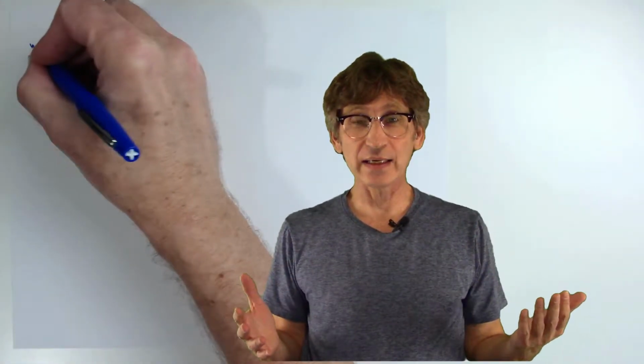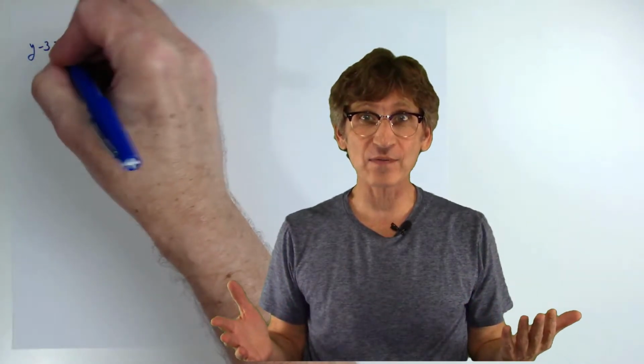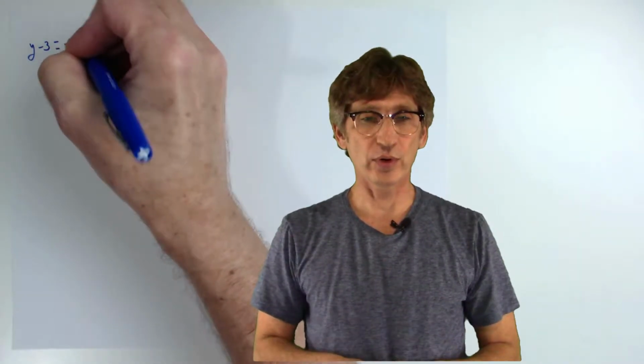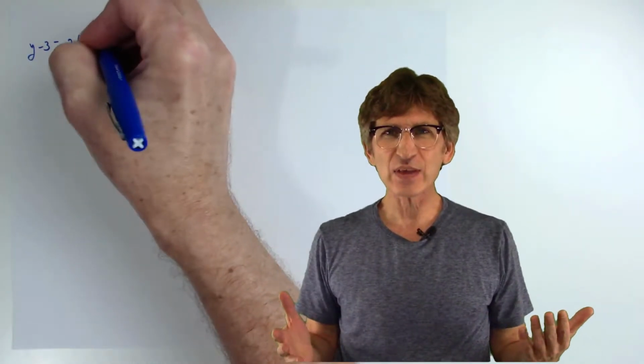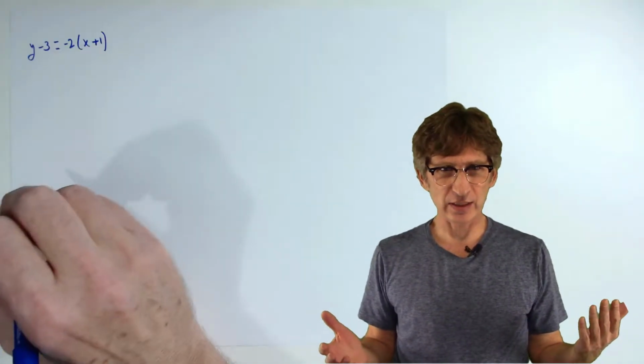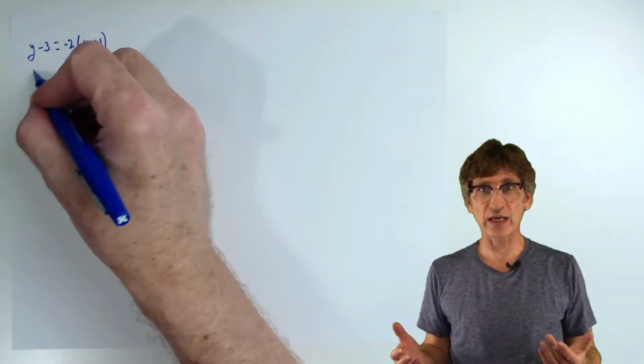Point-slope form is so cool. We've seen how to write it. Now let's see how we can graph linear functions from point-slope form. So we have this point-slope form equation, y minus 3 equals negative 2 times x plus 1.